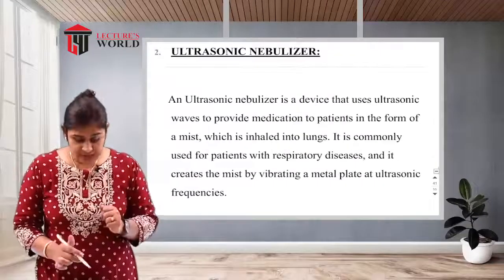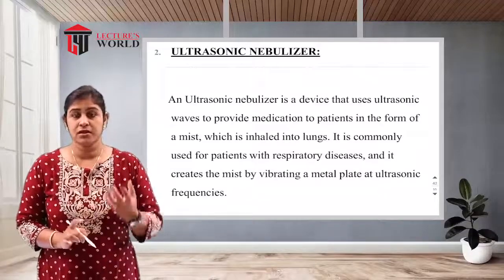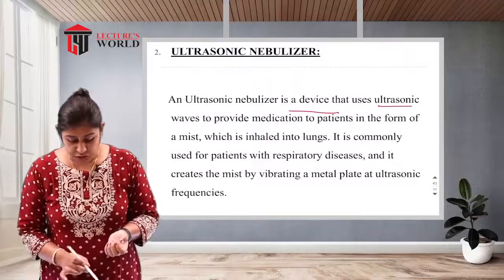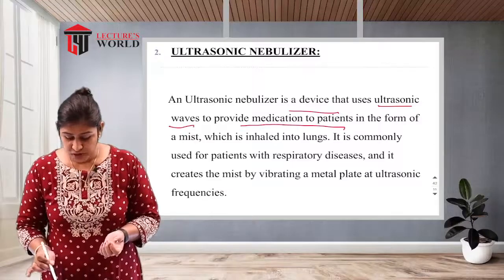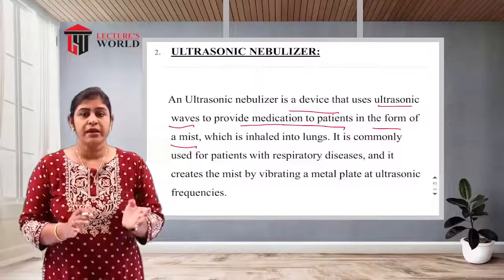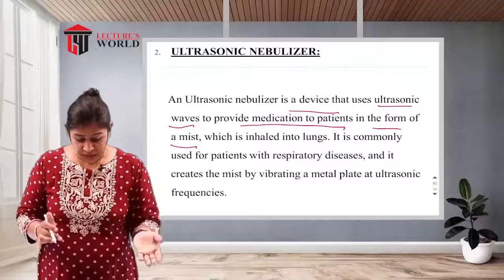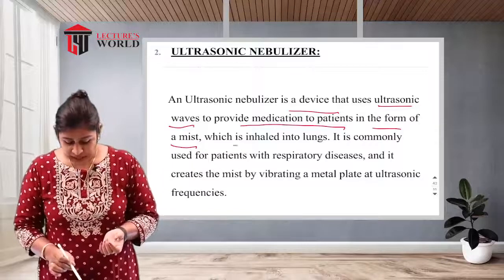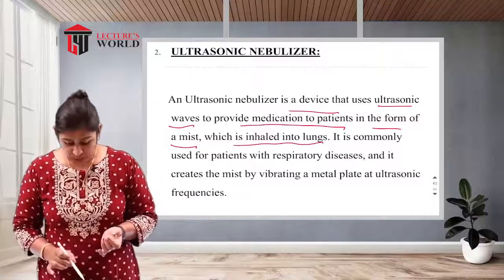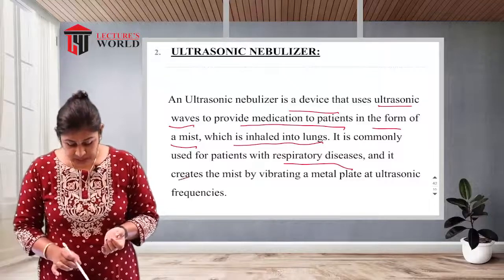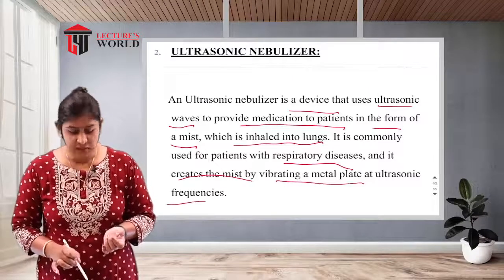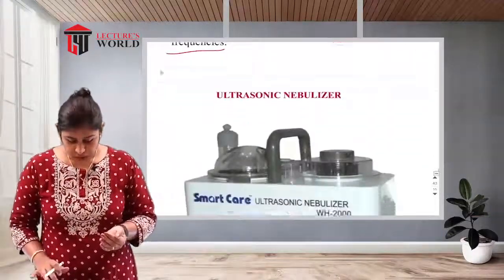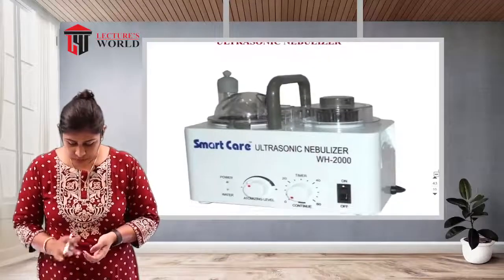First was the jet nebulizer, second is the ultrasonic nebulizer. What does ultrasonic nebulizer refer to? An ultrasonic nebulizer is a device that uses ultrasonic waves to provide medication to patients in the form of mist, which is inhaled into the lungs. It is commonly used for patients with respiratory diseases, and it creates the mist by vibrating a metal plate at ultrasonic frequency. So we call this an ultrasonic nebulizer. This is a picture of an ultrasonic nebulizer.